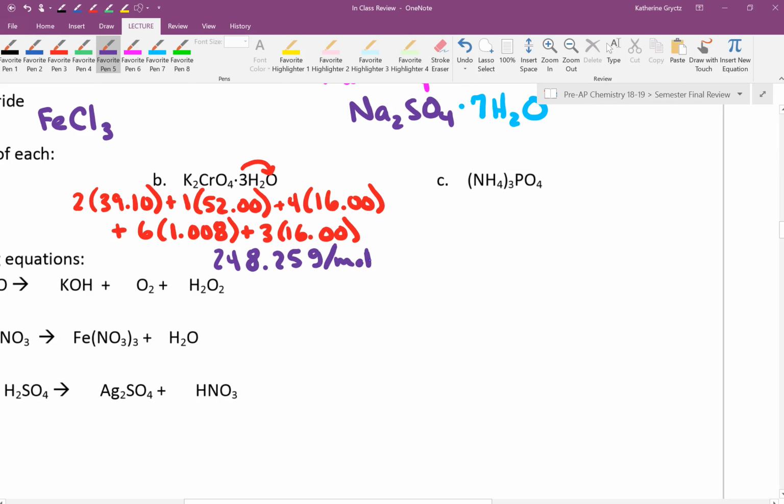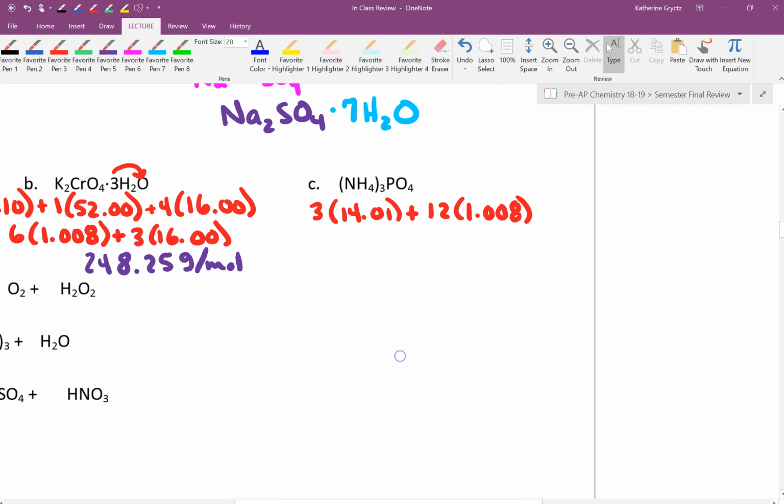Okay, so on part C, I just wanted to make sure that we were good with distributing this 3 on the outside, that we understood that 3 goes with everything inside. So when you're adding up the molar mass here, you should do 3 times the nitrogen. Okay, and then there are 12 hydrogens, because that 3 goes with both of those, so we have 12 times the 1.008. Okay, then we have the phosphorus, which is 30.97. And then we have 4 oxygens, so 4 times the 16. So that's what you should be adding up in your calculators.